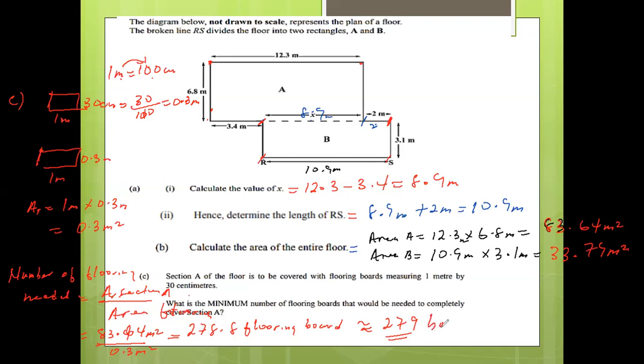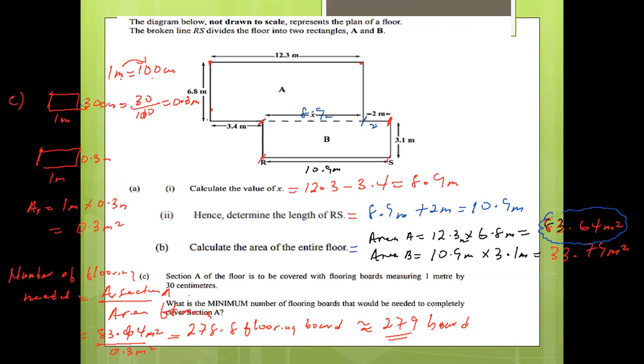Is there anybody here who is lost? Yes, sir. I don't understand that last question. Okay. So what's the last question asking, right? How many flooring boards you need. Let me tell you. Let's assume that section A is your room. Your room happens to be 83.64 meters square. Follow me through, right?